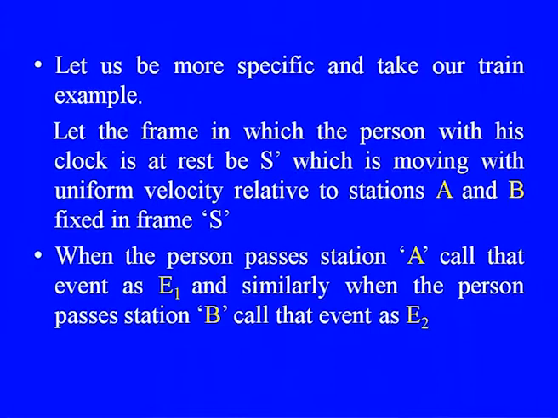When the person passes station A, let's call that event one. So it has a certain position at a certain time. Similarly, when the person passes station B, let's call that event two. Seen from the two different frames, of course, the positions are different and the times are also different.